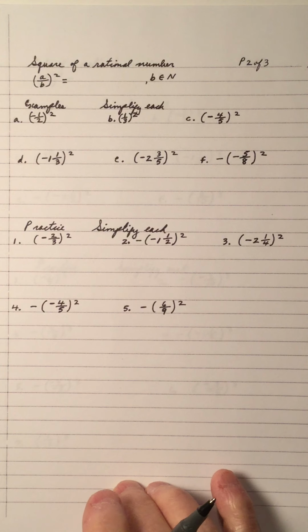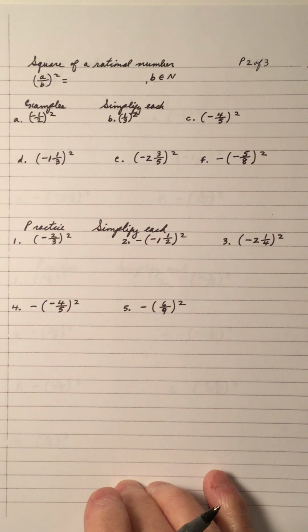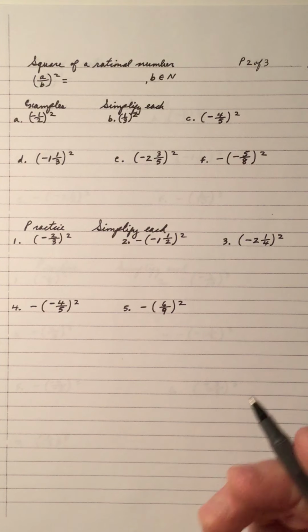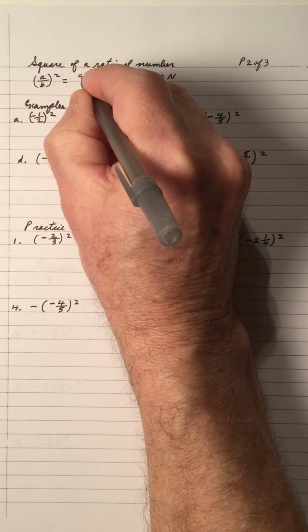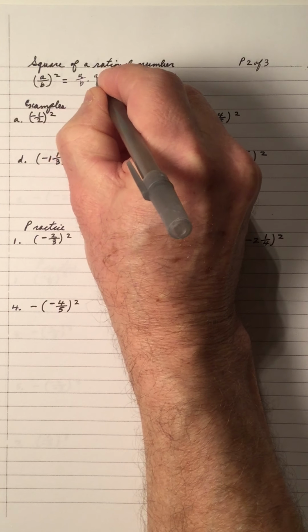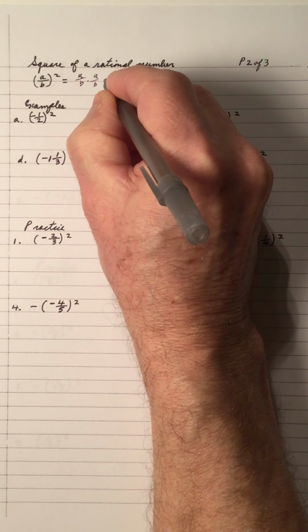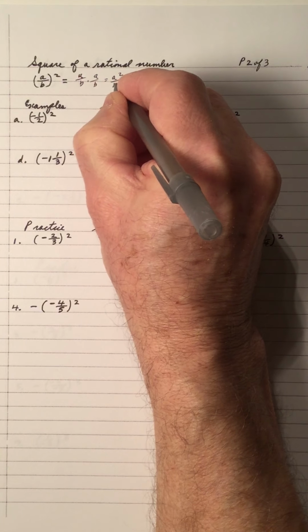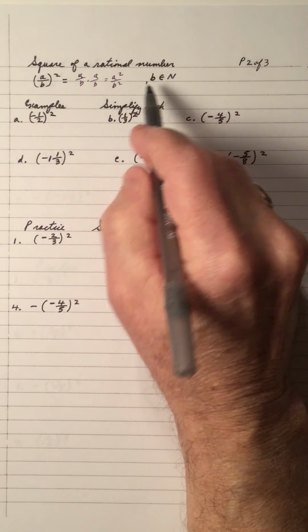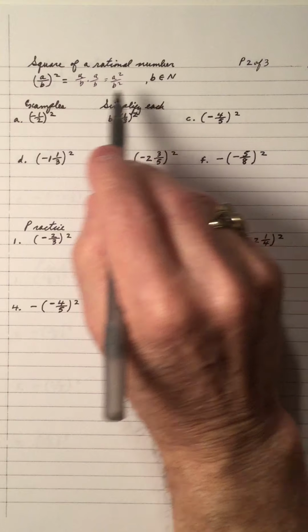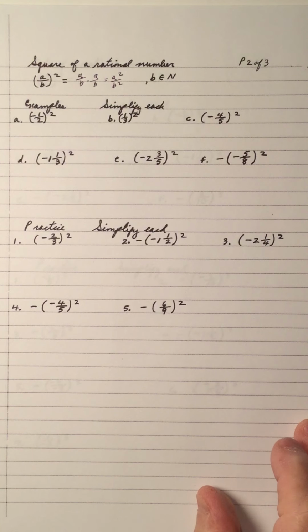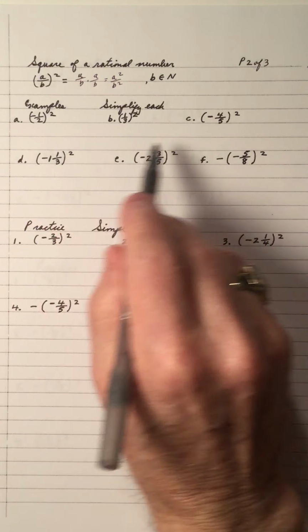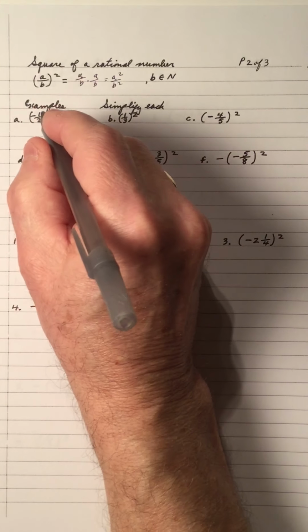The square of a rational number. A over B is a fraction, which is a rational number. And that's A over B times A over B, which is A squared over B squared. And notice that your denominator has to be a natural number when you do these, because natural numbers have no zeros, and division by zero is a no-no. Example ones, we're going to simplify all of these now, 6 of them.